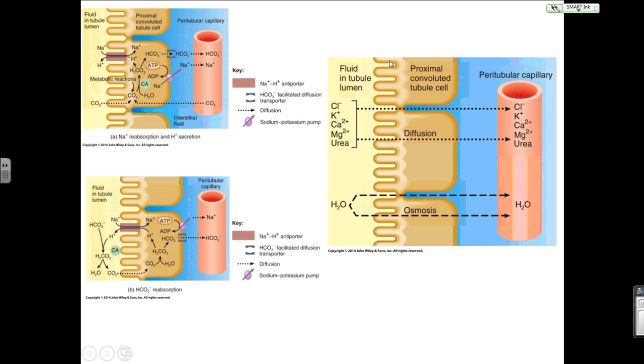And then when we talk water and various solutes like chloride, potassium, calcium, magnesium, and urea, these things will move either through the cell, through transcellular, or paracellular, between the cells, and then into the blood, and water will chase after it. So water will always be coupled to the movement of various solutes.